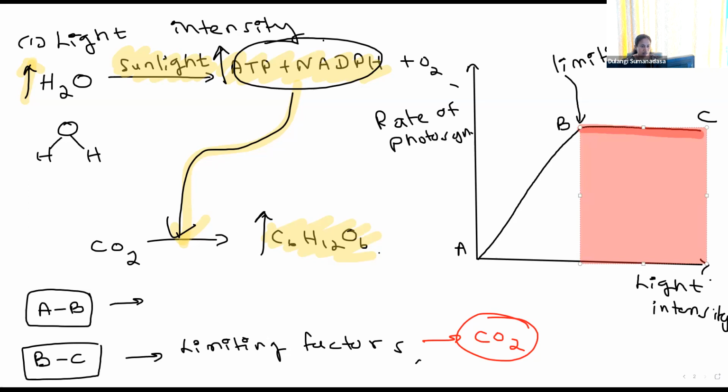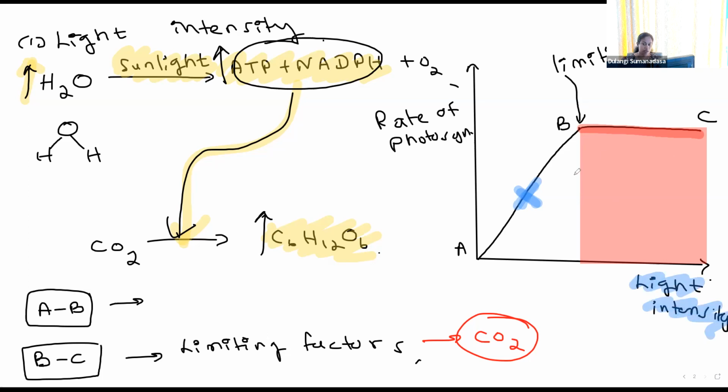Can you identify a limiting factor for this region here? If I say something in between A and B, like this point here, write down what the limiting factor is for this point, the X. These are the questions. They might just ask why the rate of the reaction is constant from B to C, because of other limiting factors, right? Other than the light intensity, your x-axis.